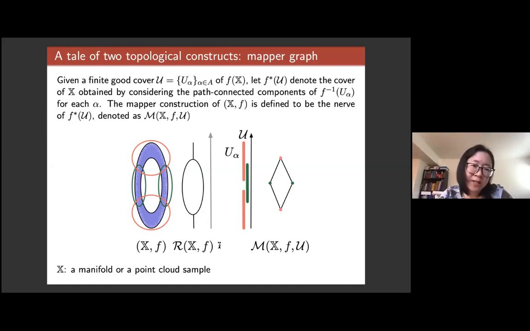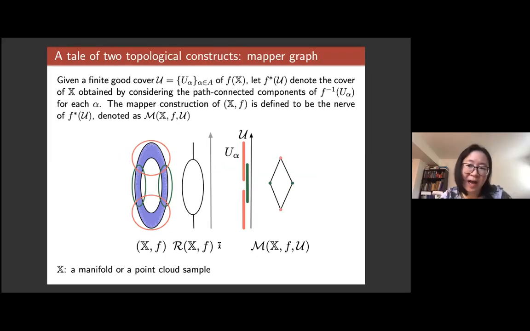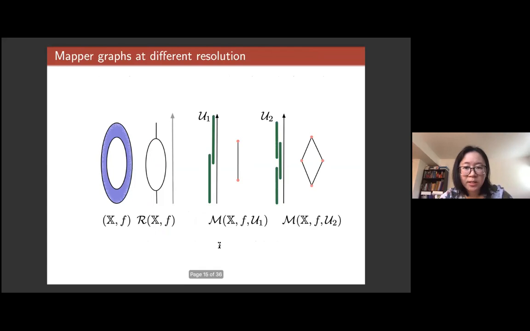Oh, and also, I think recently we had a paper on approximate mapper graphs that has some more relaxed conditions as well. This is called a probabilistic mapper graph, and it's on my webpage. So, all right, here is another aspect of a mapper graph.